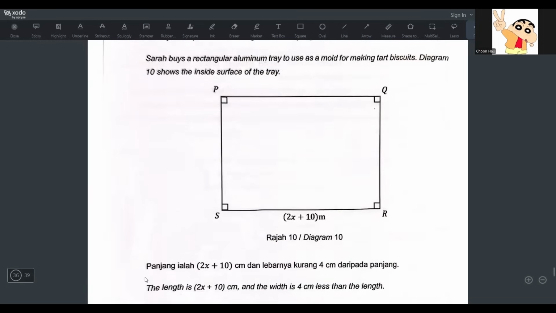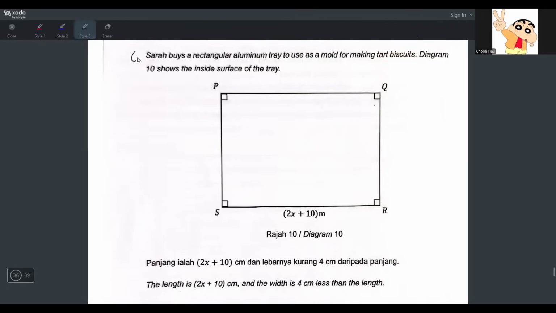Okay, soalan C. Sarah buys a rectangular aluminium tray to use as a mold for making tart biscuits. So this is a tray. Diagram 10 shows the inside surface of the tray. Okay, so you can see it's 2x plus 10 m. 90 degree, 90 degree. And then panjang sini tak tahu. Okay, the length is 2x plus 10 cm.